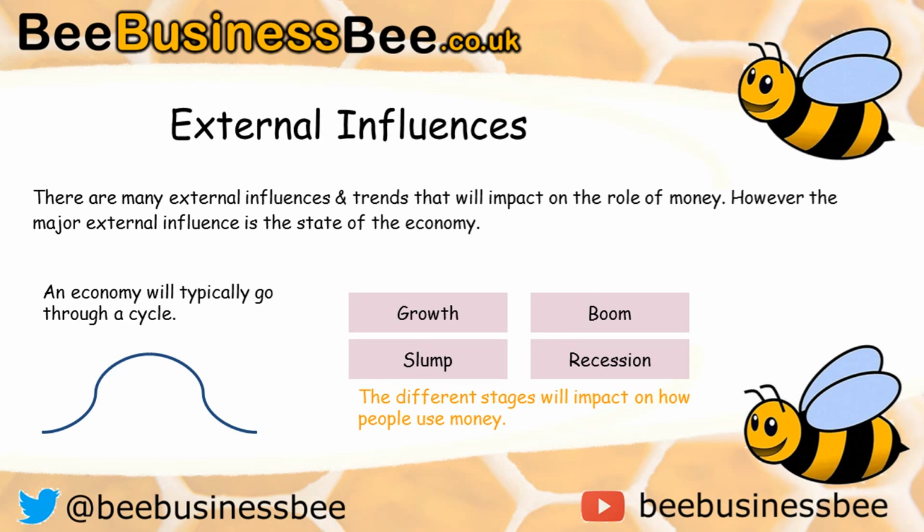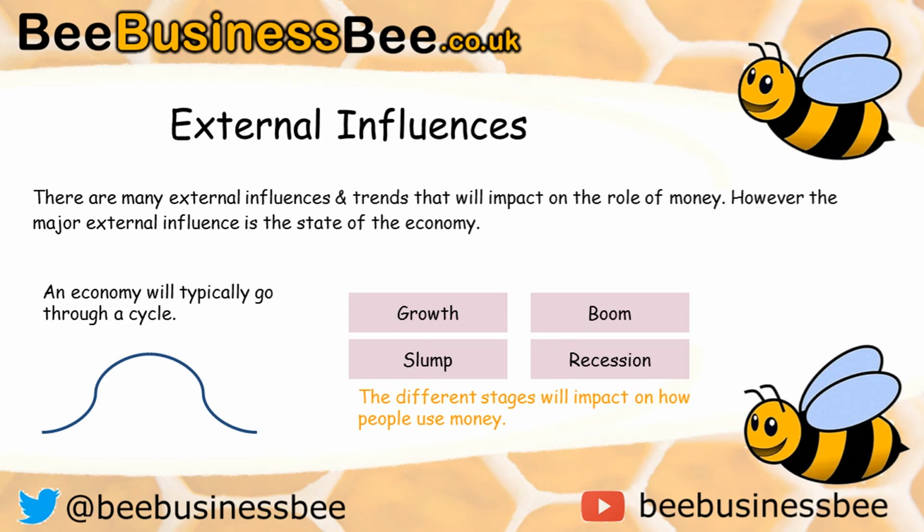Now, you've got external influences. There are many different external influences and trends that will impact on the role of money. However, the major external influence is the state of the economy. And the economy typically goes through what's called an economic cycle.